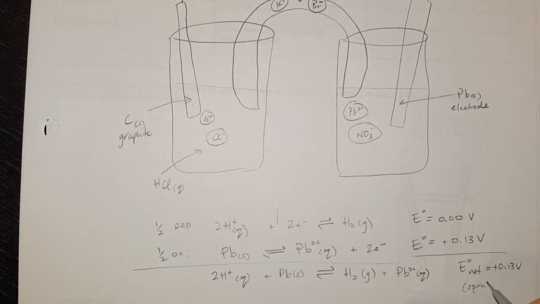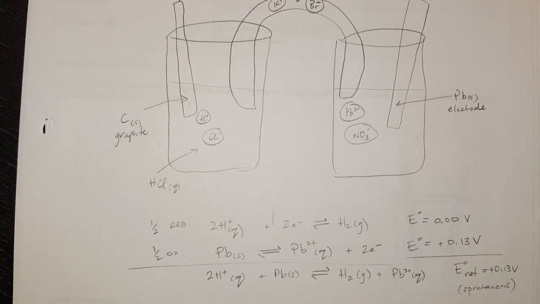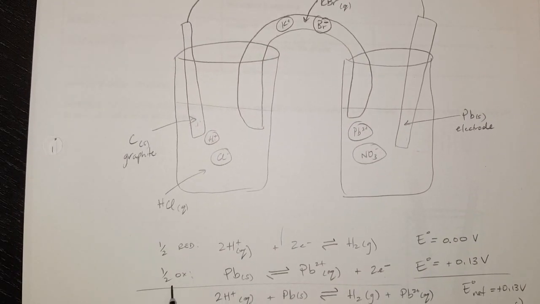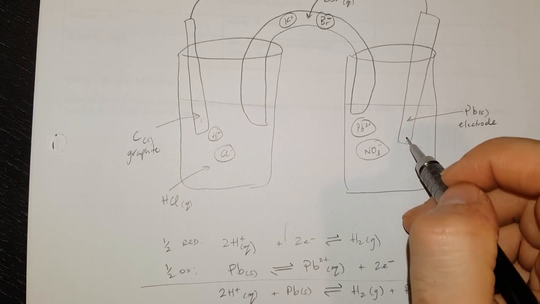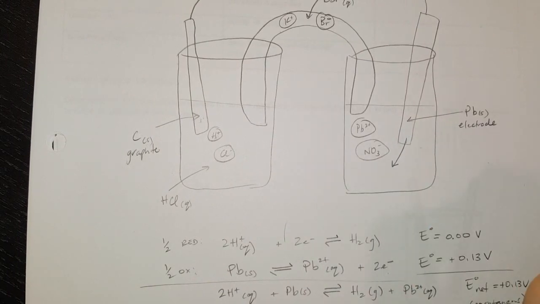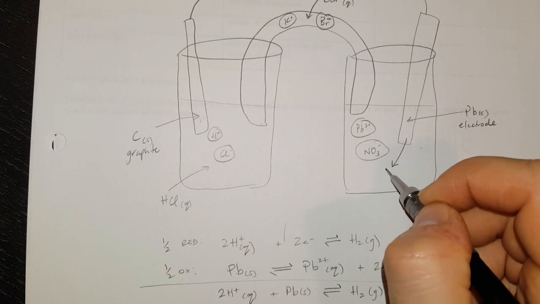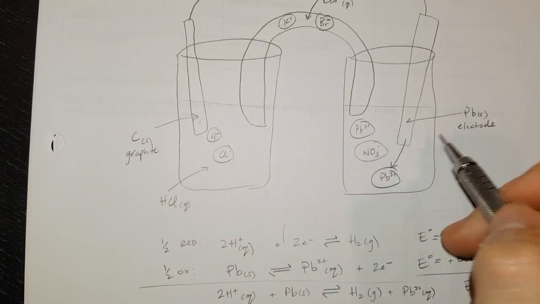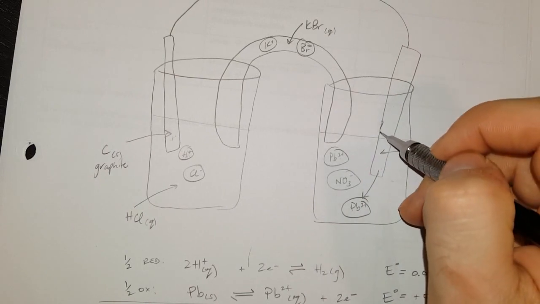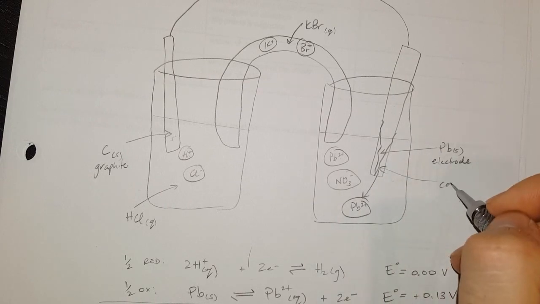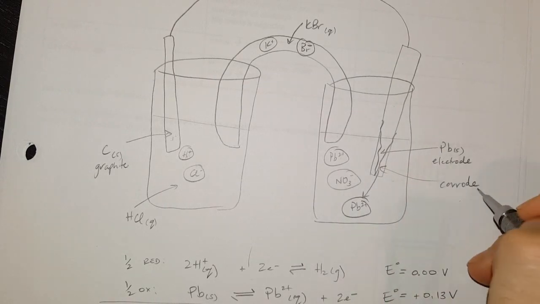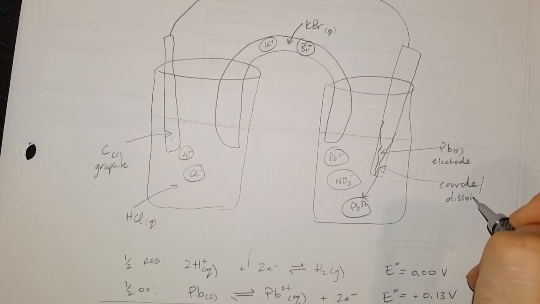That means that this is spontaneous. So this is an electrochemical cell that's going to produce a spontaneous voltage. So what's happening in this cell? Well, as we can see here in the oxidation, we have lead becoming lead 2 positive ions. So this one right here is oxidizing to give off 2 electrons, and it is forming lead ions. And if this lead solid is forming lead ions, then this electrode is going to corrode or dissolve over time.